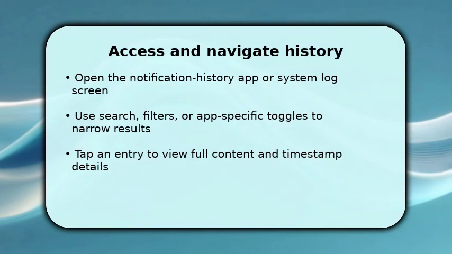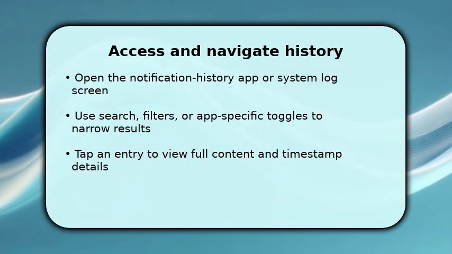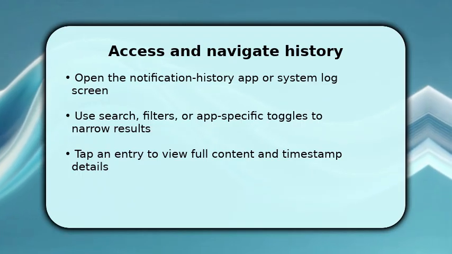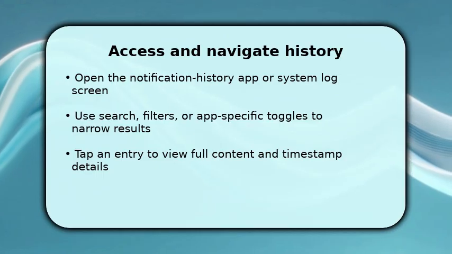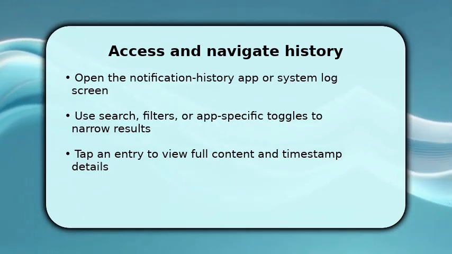You now open the notification history interface to browse captured items. Once inside, use search or filter by app to cut through noise. This helps find a message quickly. Make sure to switch between chronological and grouped views if available, because some systems collapse repeat notifications.